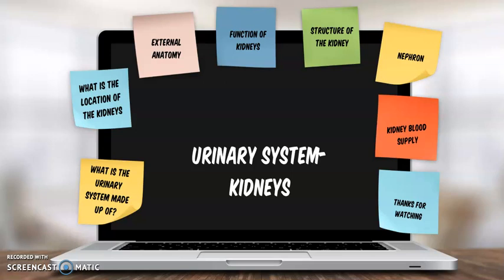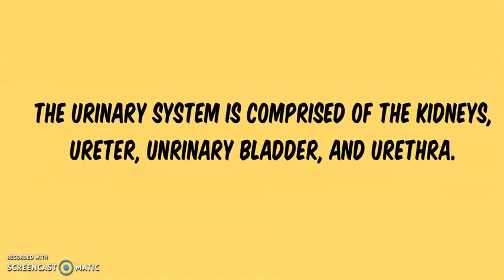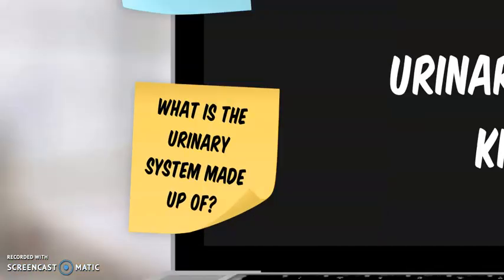What is a urinary system made up of? The urinary system is comprised of the kidneys, ureter, urinary bladder, and urethra.